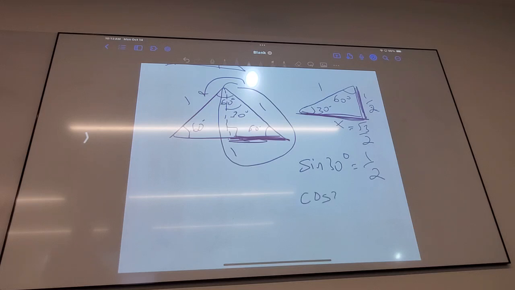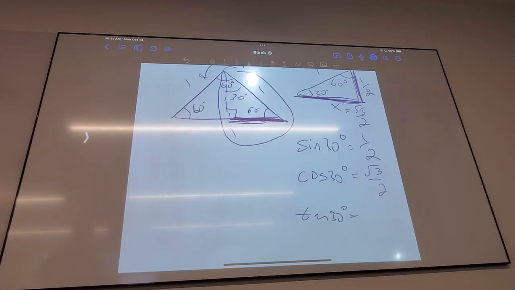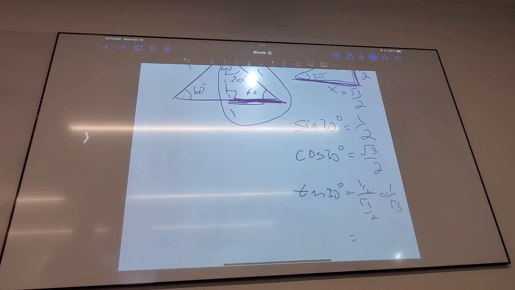What's the cosine of 30 degrees? Square root of 3 over 2. Over 1, right? So square root of 3 over 2. Read with me, that's the x side over the r. And then what's the tangent of 30 degrees? This is going to be a little grosser. Yeah, 1/2 over the square root of 3 over 2, which is 1 over the square root of 3, which is radical 3 over 3. You guys see that? Rationalize top and bottom.